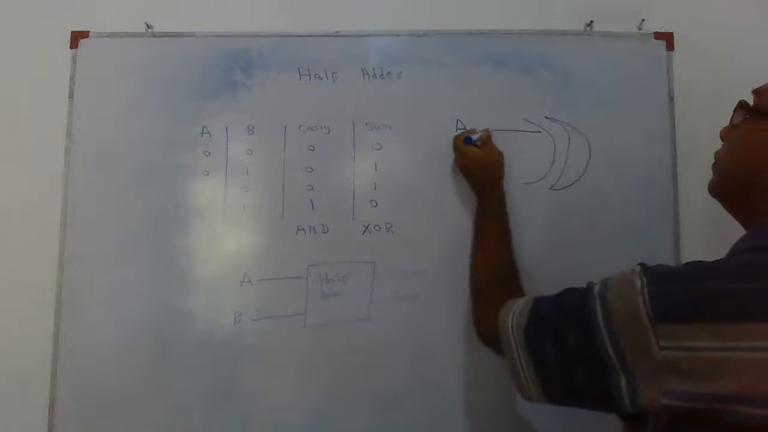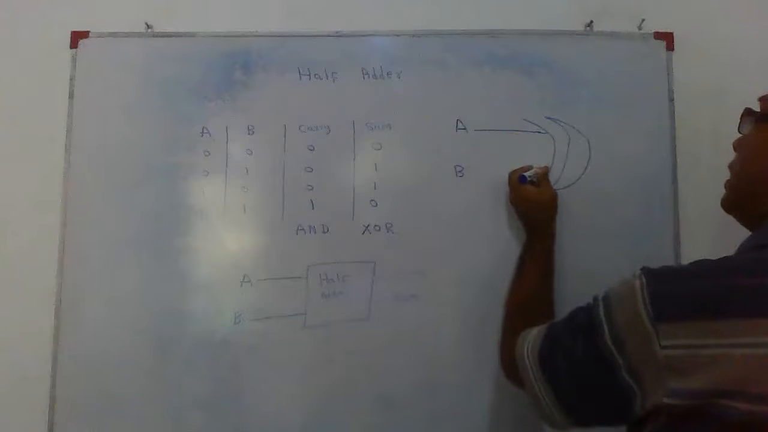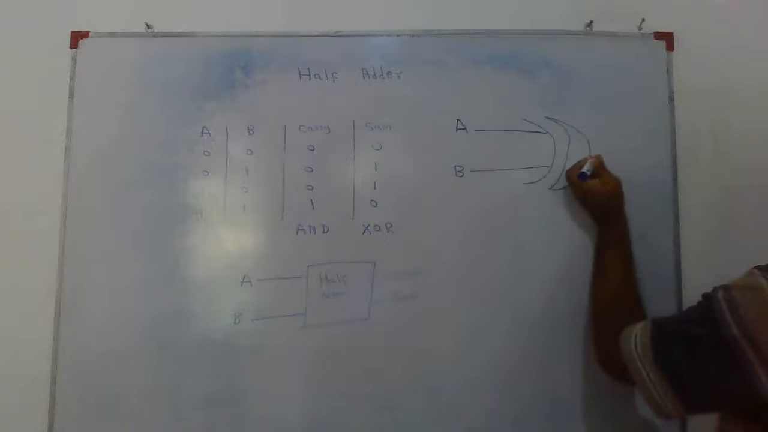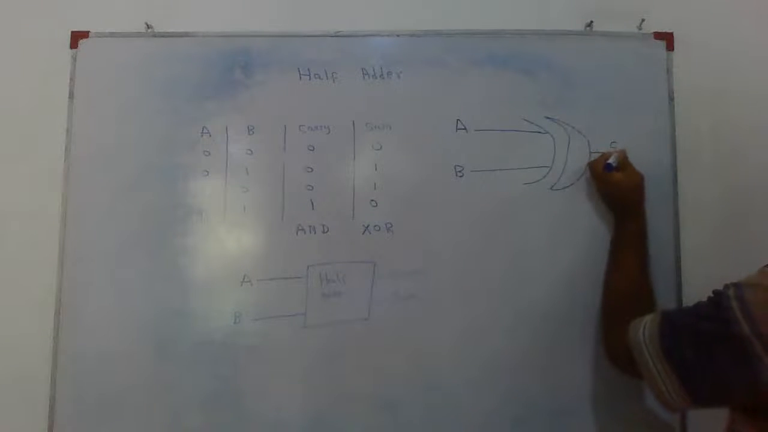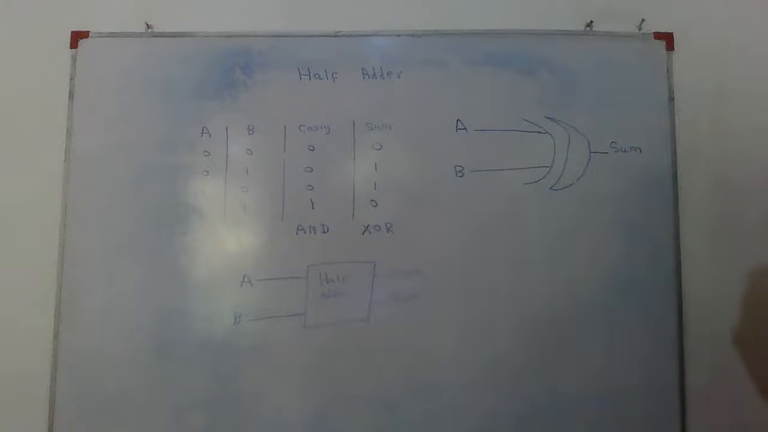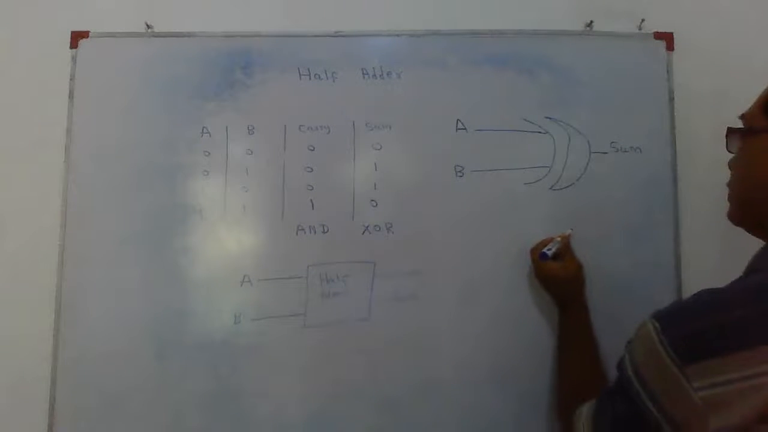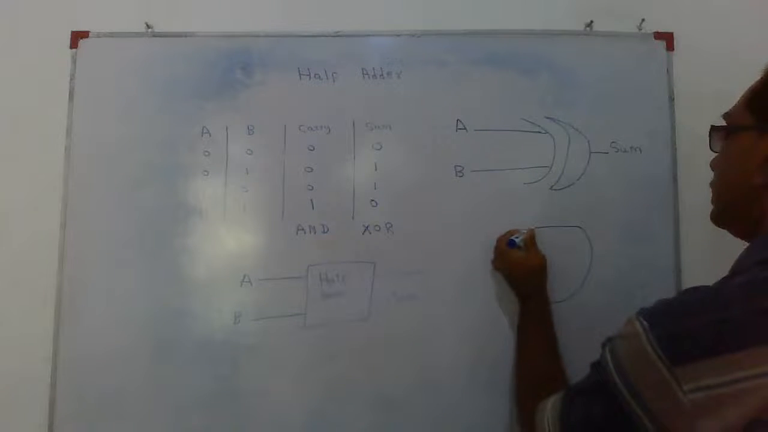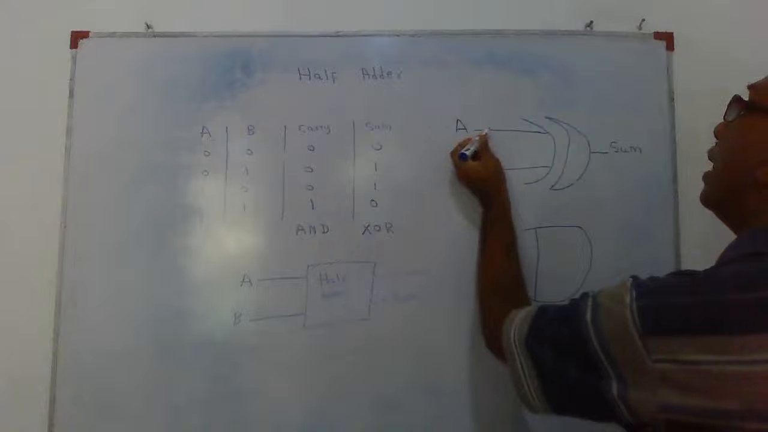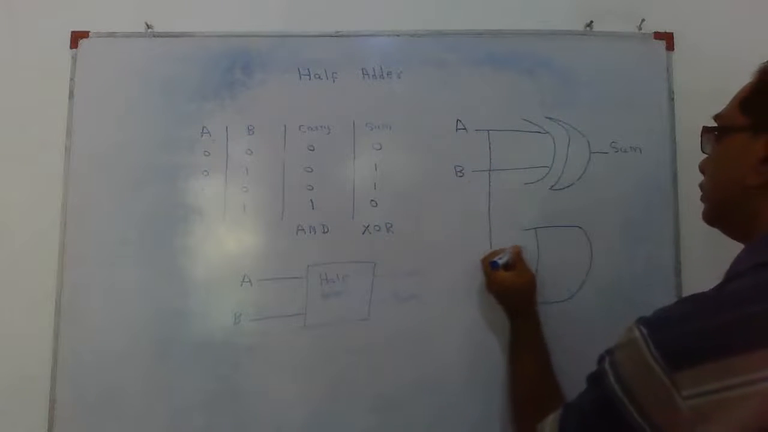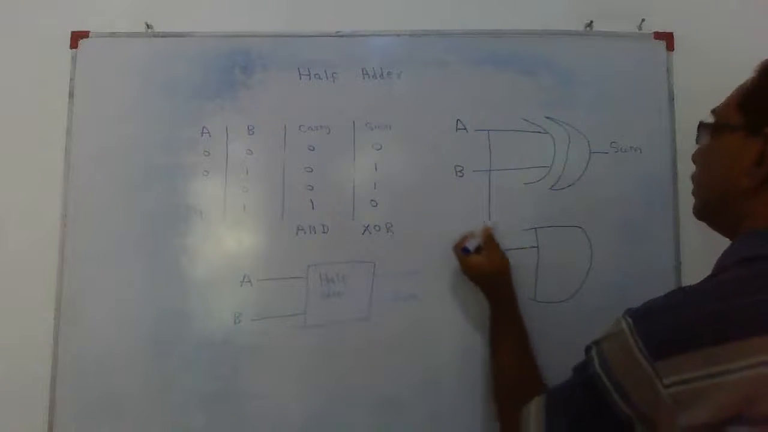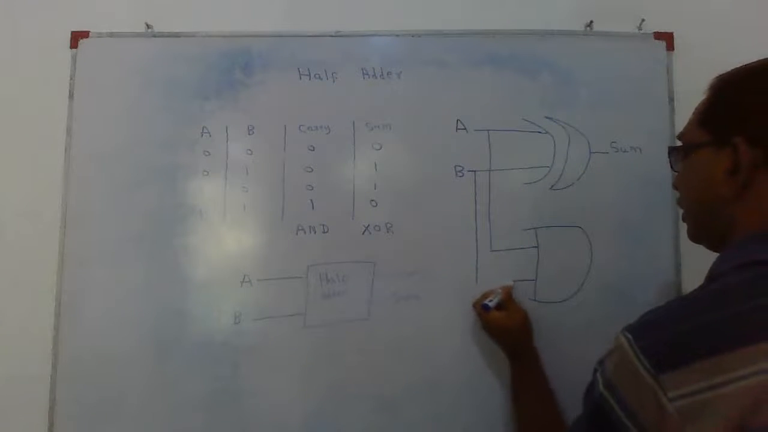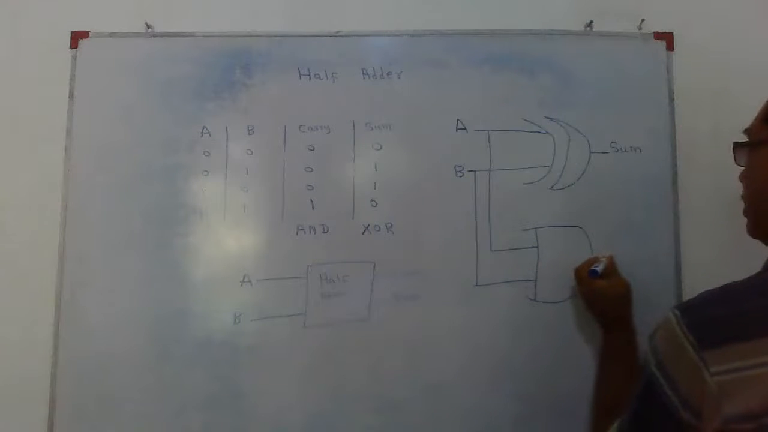A and B, they are the input. So XOR provides sum, and we need an AND gate also. This is the AND gate. We have A and B. They provide carry.